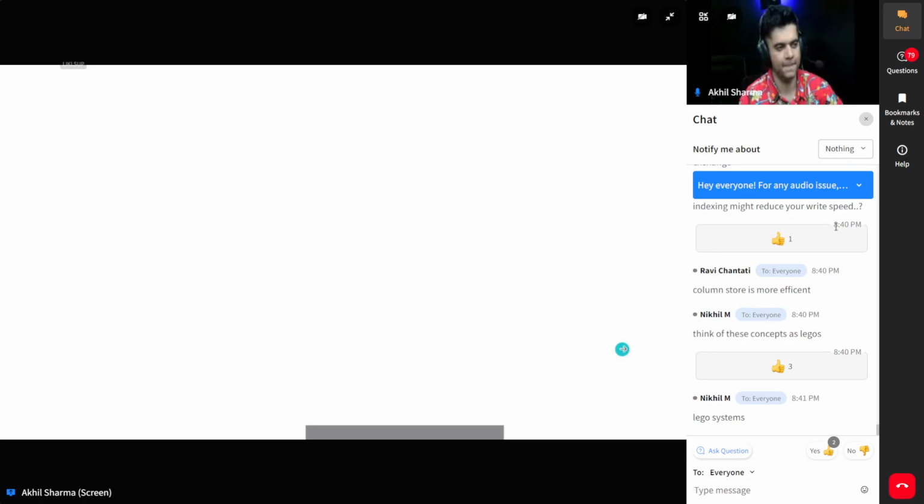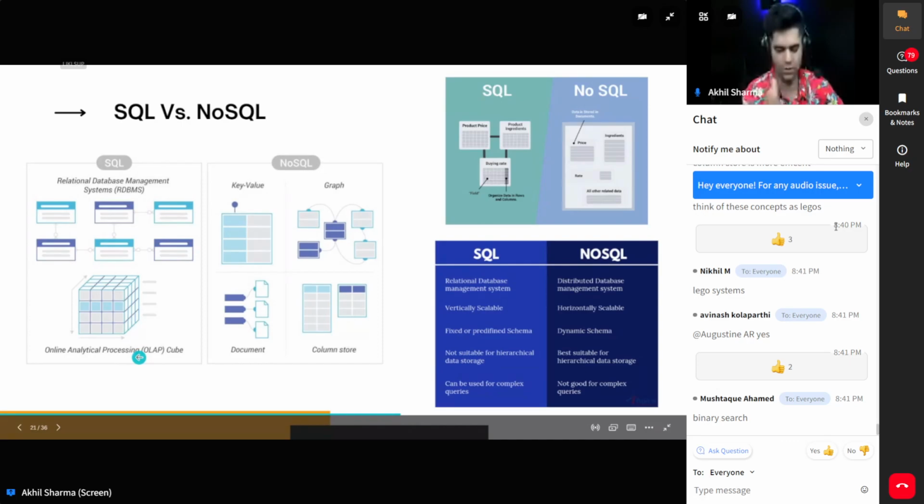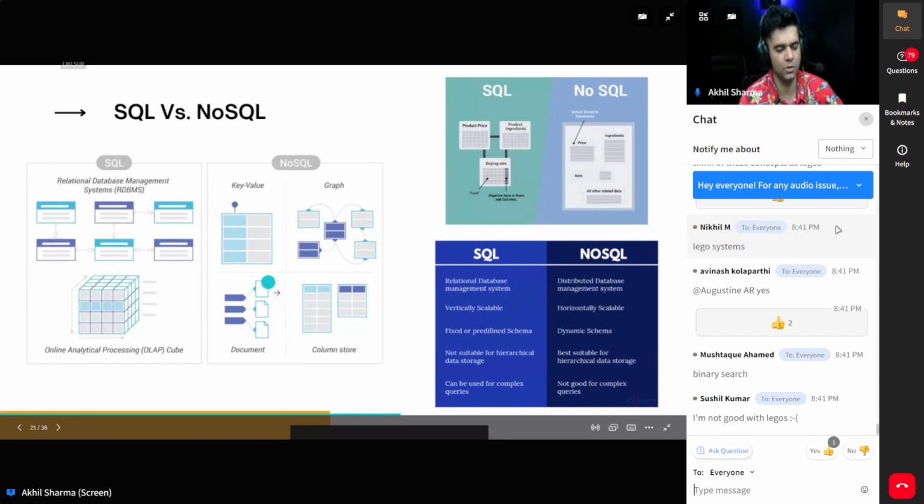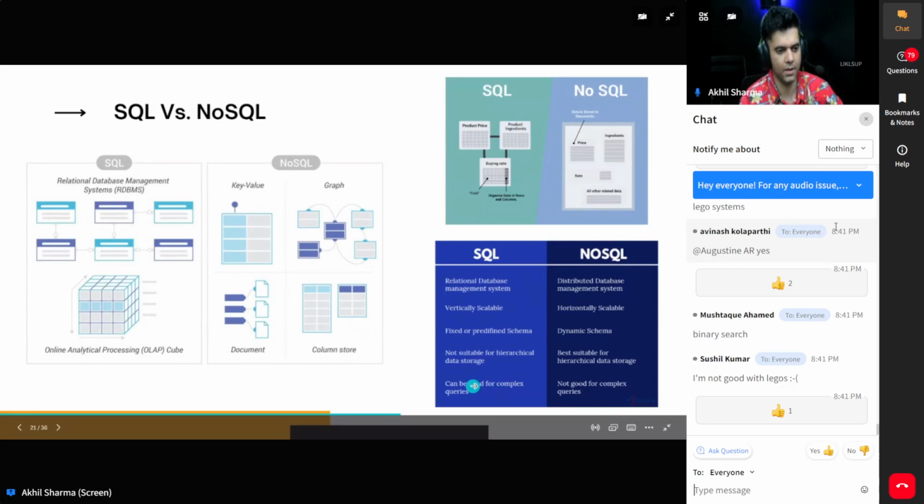SQL versus NoSQL. So with SQL, you have RDBMS systems. We all know what SQL databases are. With NoSQL, there are multiple types of NoSQL databases. You have key value stores, graph DBs, document DBs, and column DBs, column stores. NoSQL databases are horizontally scalable.